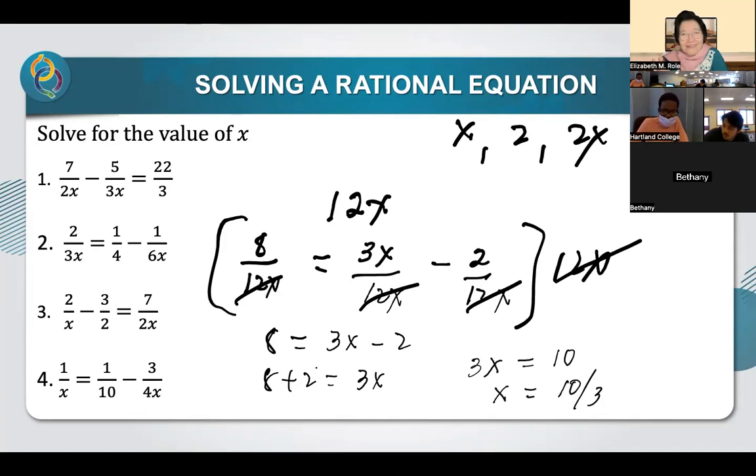I was doing number 4. Yeah, number 3. It's number 3. Okay, so it's 2x. Yes, that's your LCM. It's 2x. Yes, it's 2x.